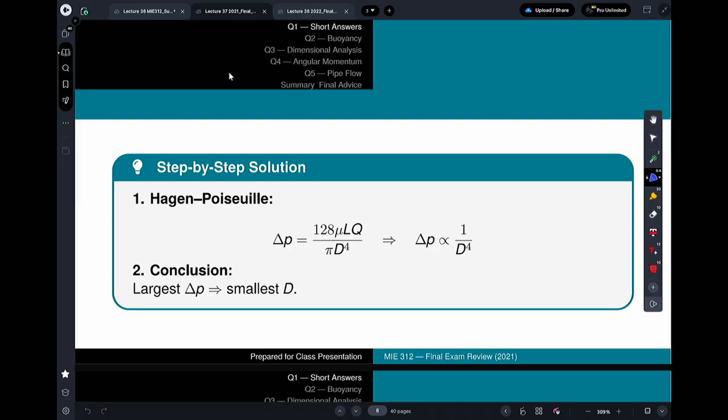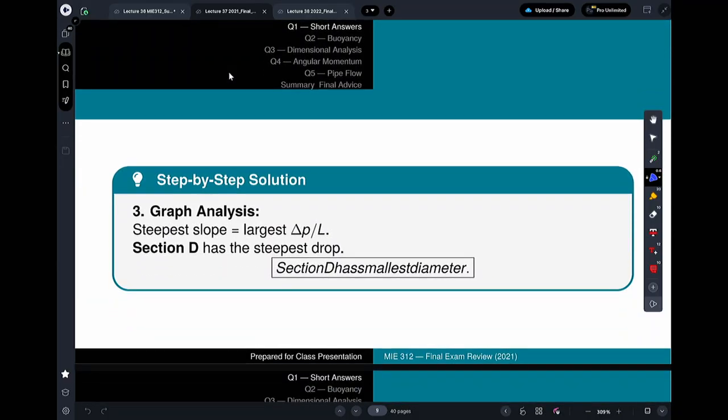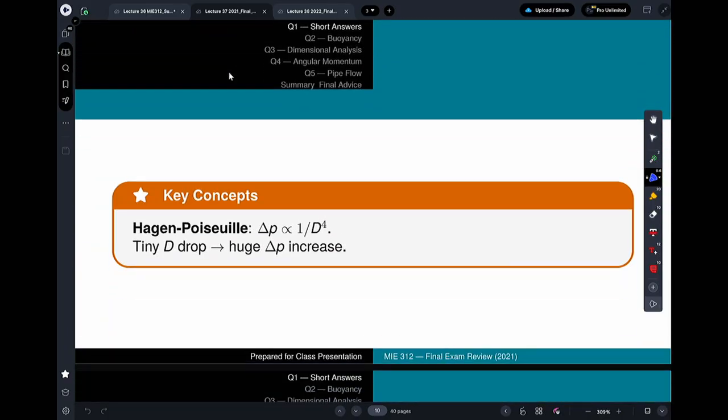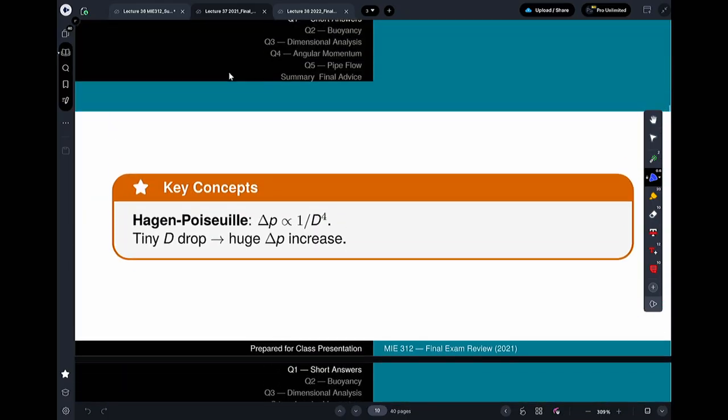And so you can calculate for Hagen-Poiseuille, 128 mu L Q over pi d to the fourth. Delta P over L gives you pressure drop per unit length. And from there, you calculate what your section lengths are. And if you solve through for all of this, you can calculate that section D has the largest slope and is the one that will solve. So, oh wait, maybe not.